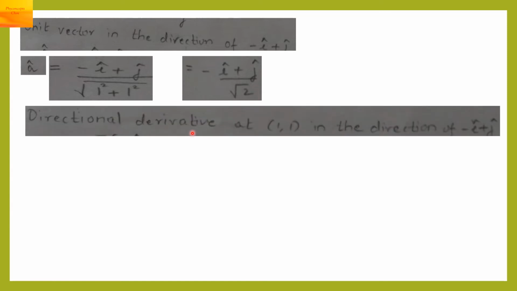Now we will find the directional derivative at (1, 1) in the direction of this vector, minus i cap plus j cap. So how do we find that? We take the dot product of the gradient which we have found. We find the dot product of this gradient with the unit vector a cap.